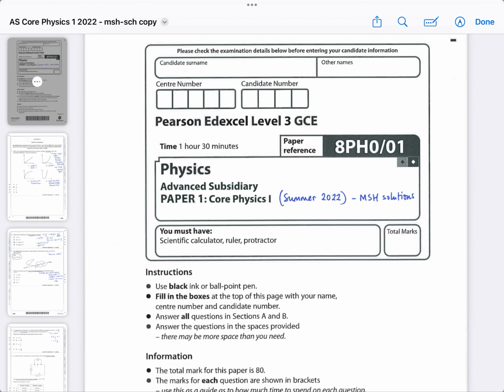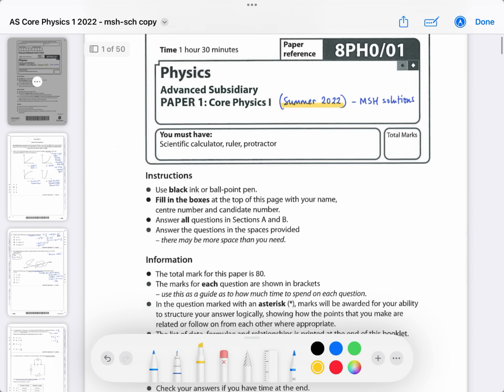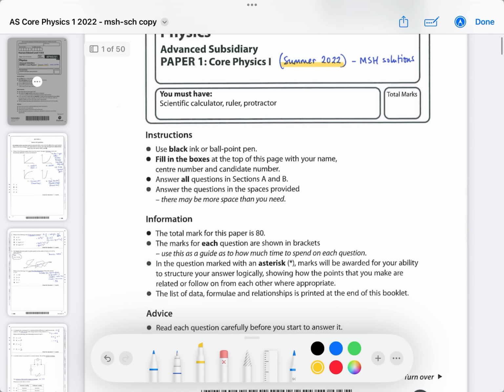Okay, today's video is Physics Edexcel AS level paper 1, which is called Core Physics 1, and it's from the summer of 2022. I did this with my students as a practice for their AS exam coming up soon, next week. So I want to make sure I upload this for anyone who's revising.